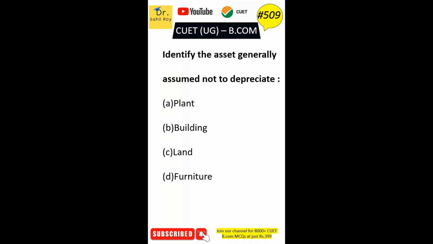Identify the assets generally assumed not to be depreciated. Option A plant, option B building, option C land, option D furniture. इस क्वेश्चन का सही आंसर मालूम है तो आप कमेंट करके बता सकते हैं.